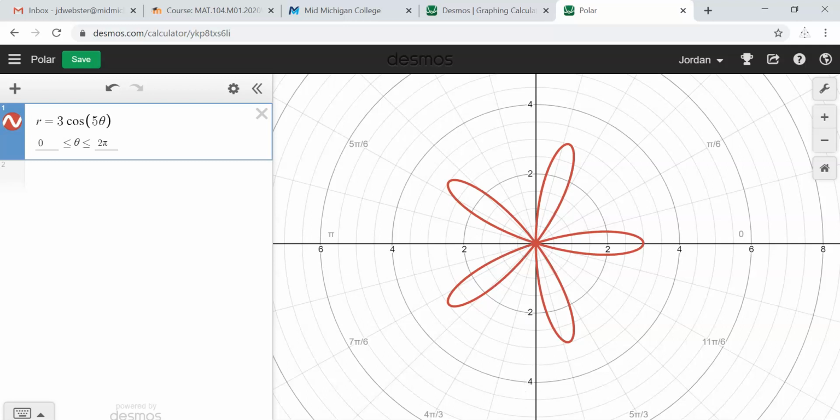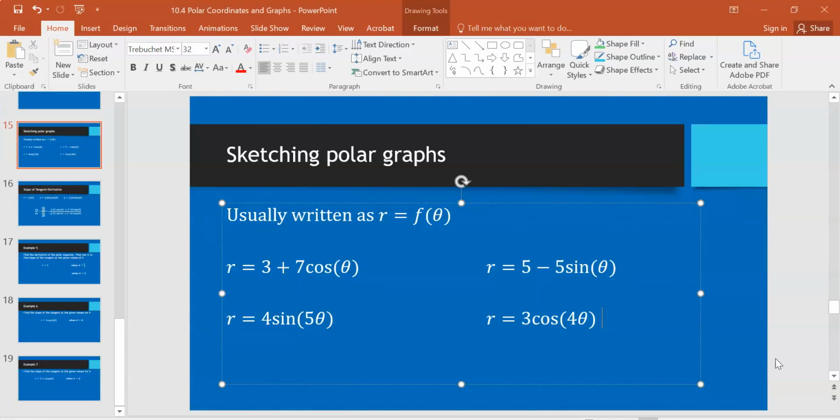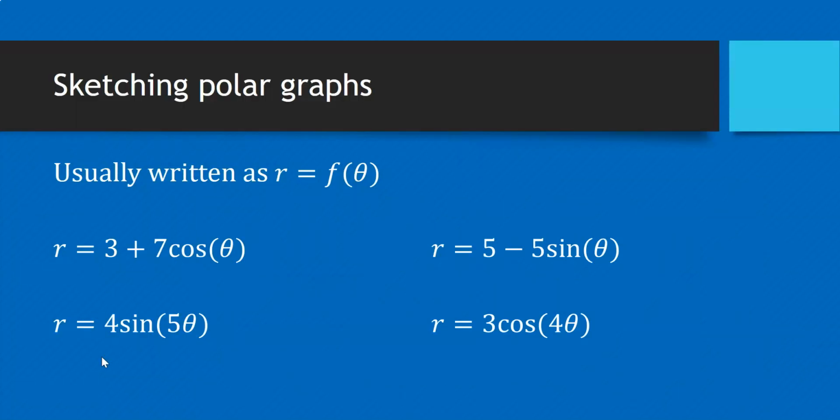All right. So those are a couple of different versions of how we can sketch polar graphs. Okay, again, use technology to do this. Use your calculator or use some computer software like I am. All right, so there you go.